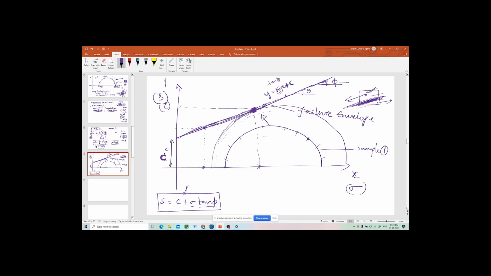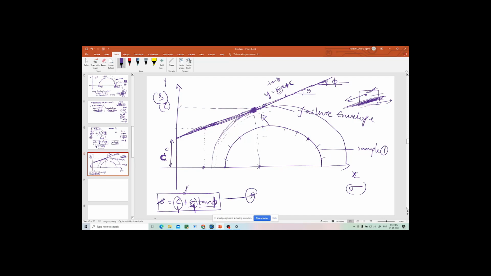Suppose it has this much cohesion, and it is subjected to this much normal stress, if you can see the bottom of the slide. If it has this much cohesion, this much normal stress on it, and this much frictional angle, then it will have this much shear stress or shear strength. So basically this line is saying the shear strength of the soil.